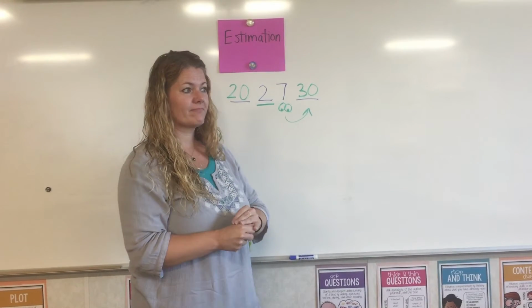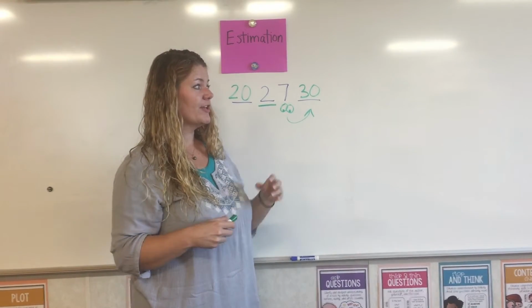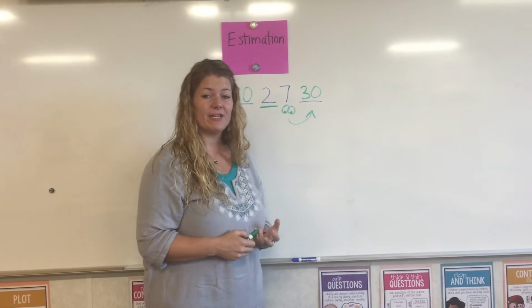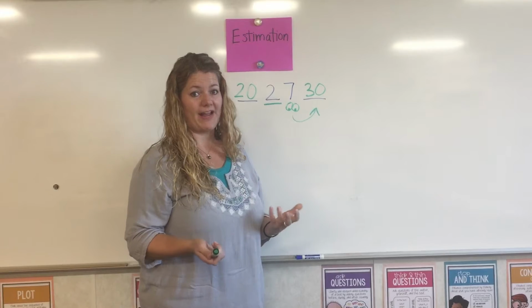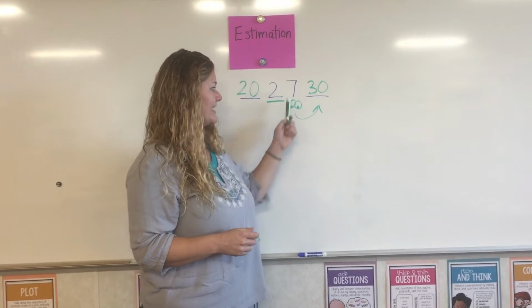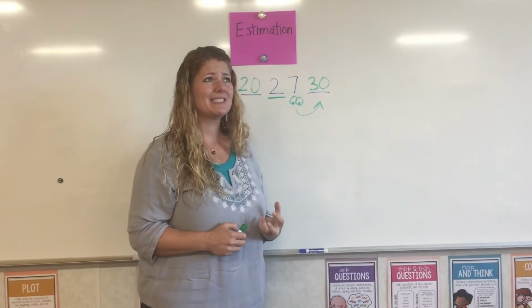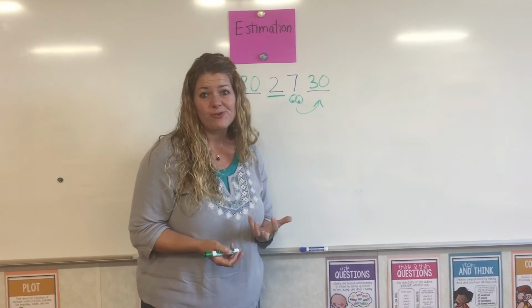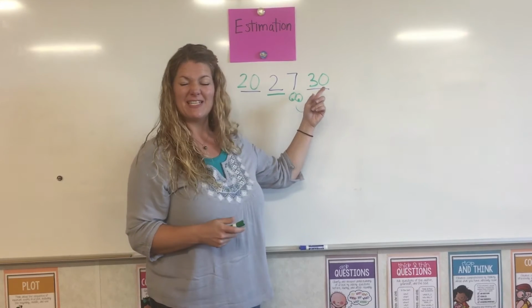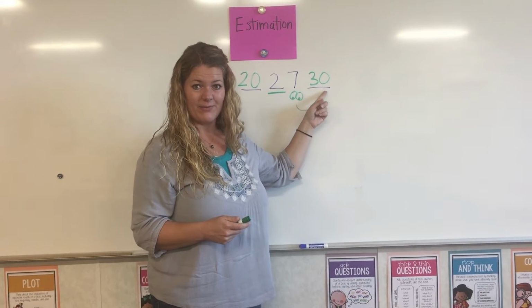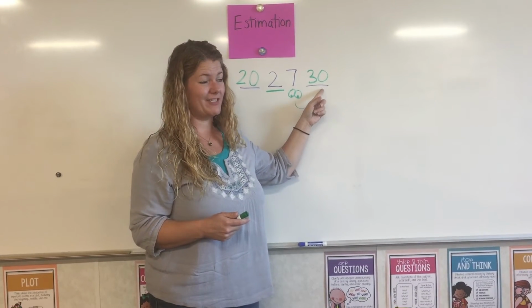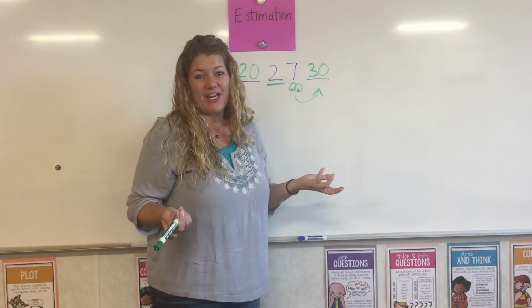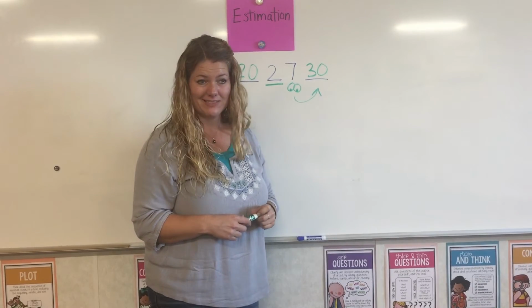So, yeah, estimation uses rounding, and it makes math a lot easier. It's also a really good way to check and see if your answer makes sense. If I did 27 plus 27 plus 27, I think that's like 62. Is that close to 90 that I got with my rounding and my estimation? Nope. So 62 is not a good answer. It's not close. It doesn't make sense.